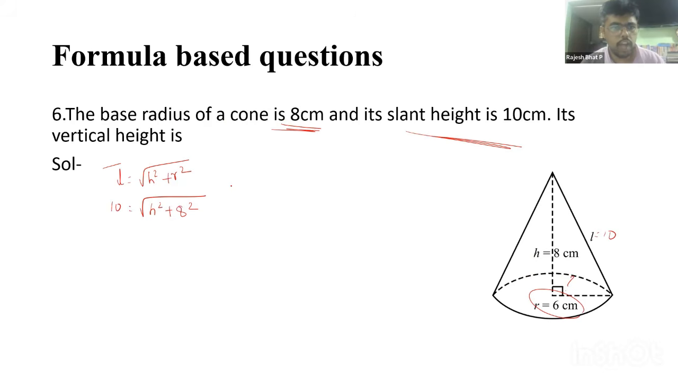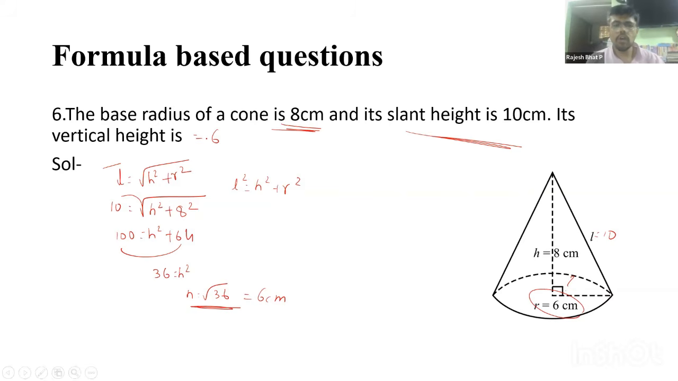Now you know how to solve it. You can use this formula directly: L square is equal to h square plus r square. So 100 equals h square plus 64. The 64 goes to the other side, so it becomes 36. Therefore h is equal to square root of 36, which is 6 centimeter. So the height will be 6. Now this is a triplet.